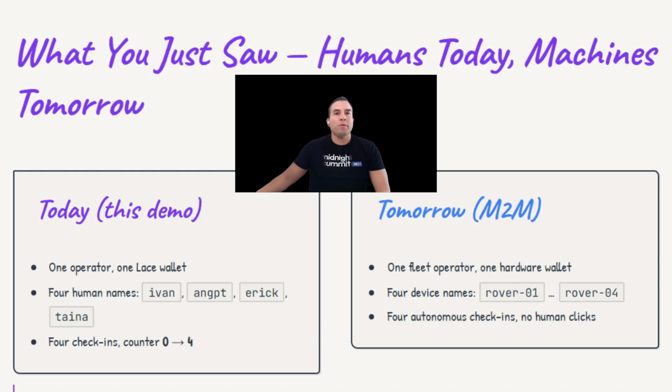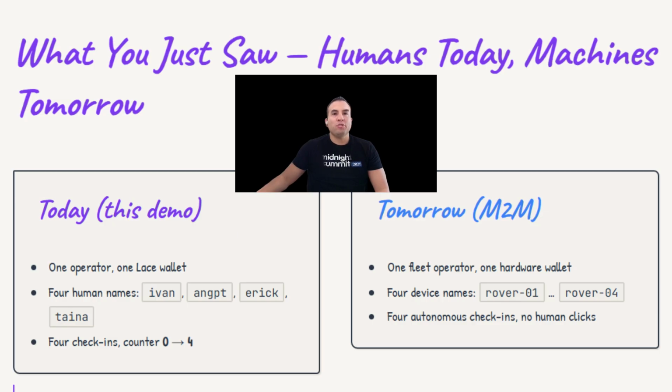Let's compare what you just saw with where this goes. Today, in this demo: one operator, one Lace wallet, 4 human names, Ivan, angpt, Erick, taina. Each resolves, each verifies, each checks in. Counter 0 to 4. 4 distinct profiles in the guest book.